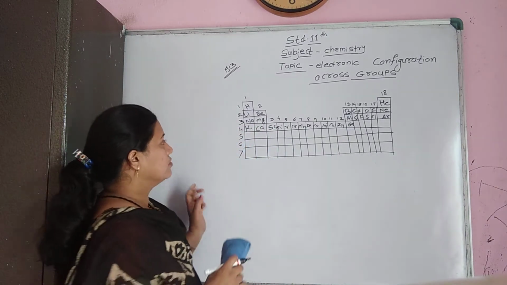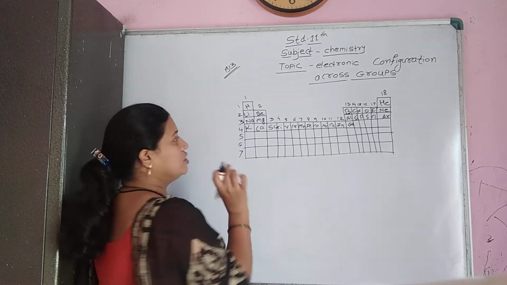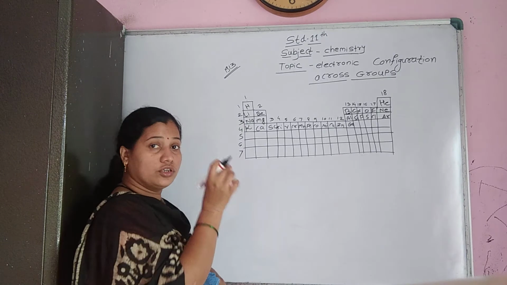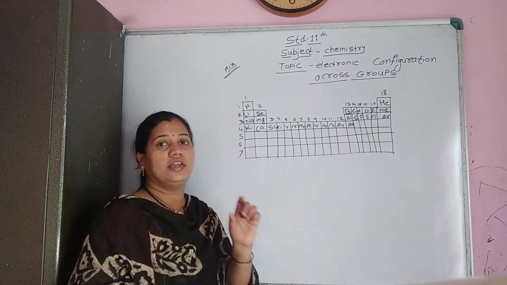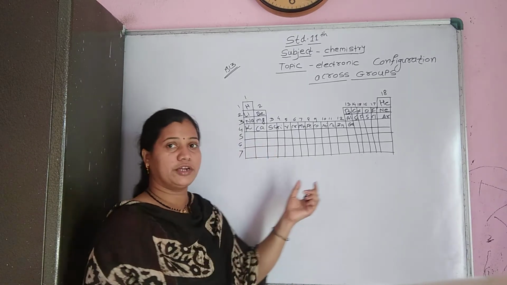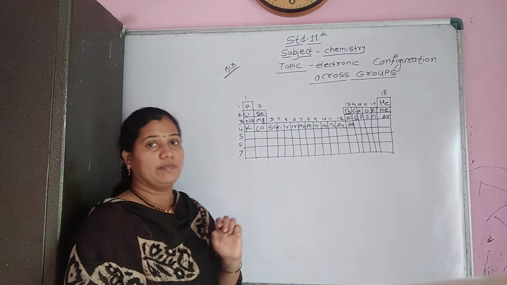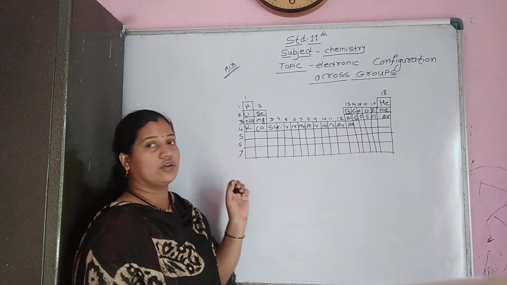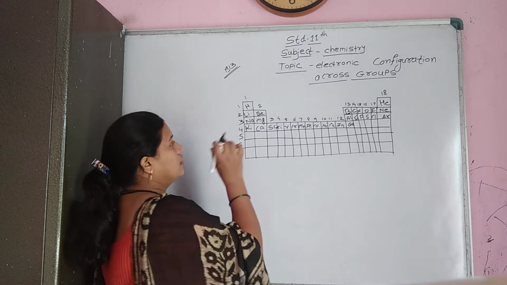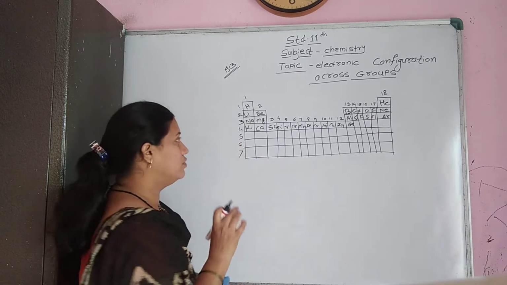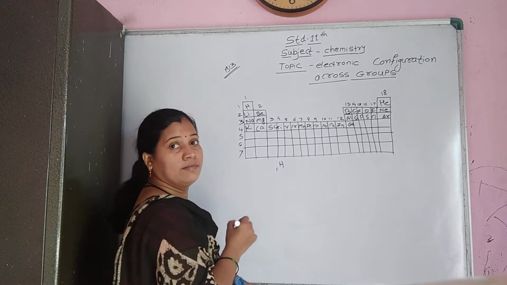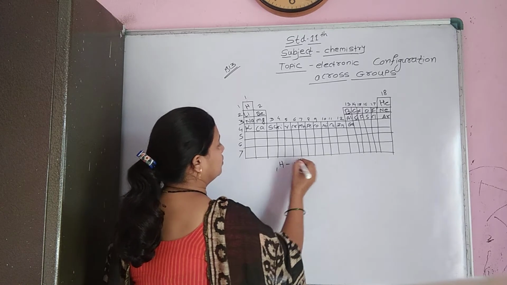Now listen. When we studied the electronic configuration across the periods, and when we observe the electronic configuration across the groups, we find that the general electronic configuration across a particular group is the same. So how is it possible? When we write the electronic configuration, we easily find that hydrogen has atomic number 1 and its electronic configuration is 1s1.